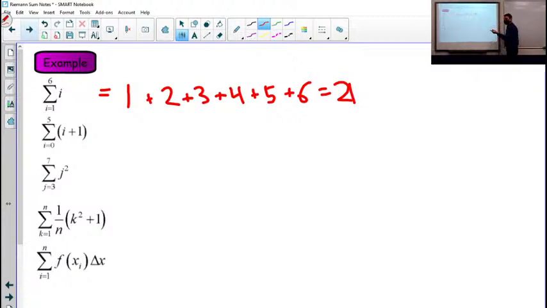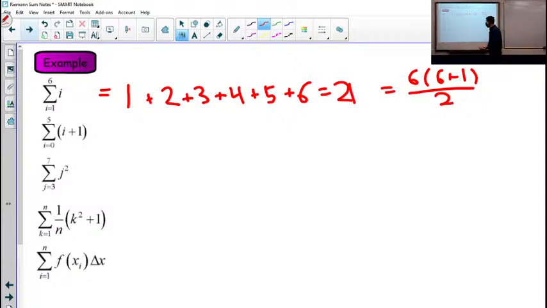Or you could use the formula. Since we're adding up the first 6 numbers, this should equal 6 times 6 plus 1 all over 2. That's 6 times 7 is 42, over 2 is 21. That would be the formula. But this is how the addition looks. That's what I want to kind of hammer in today.